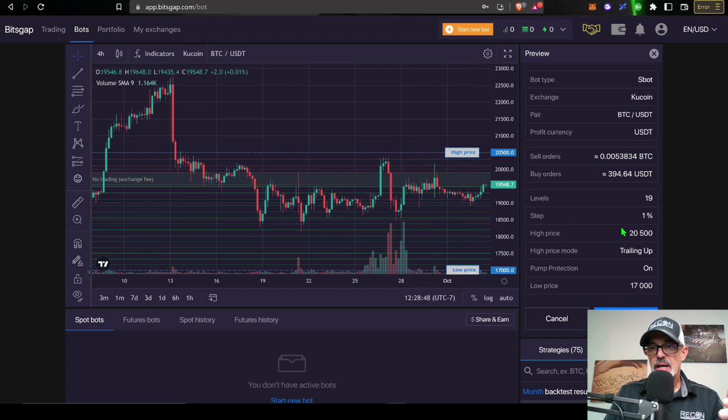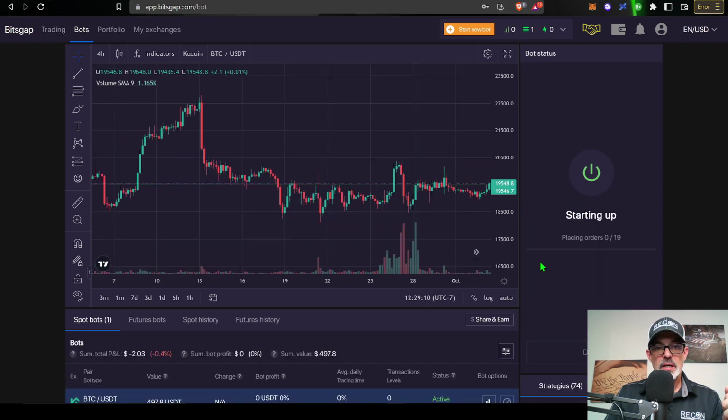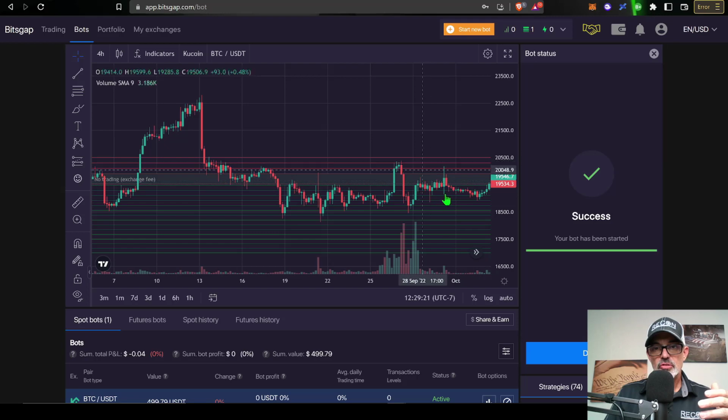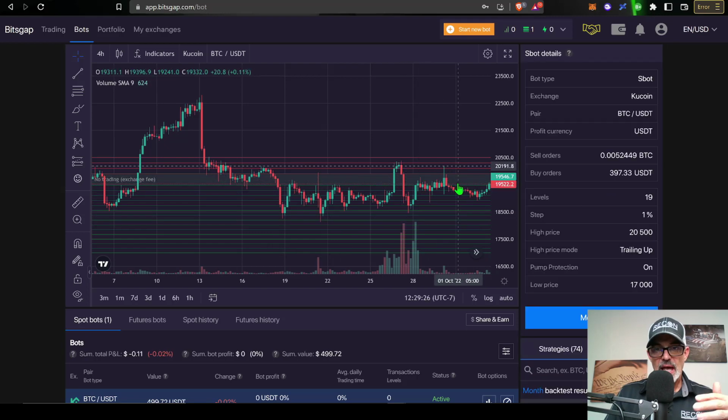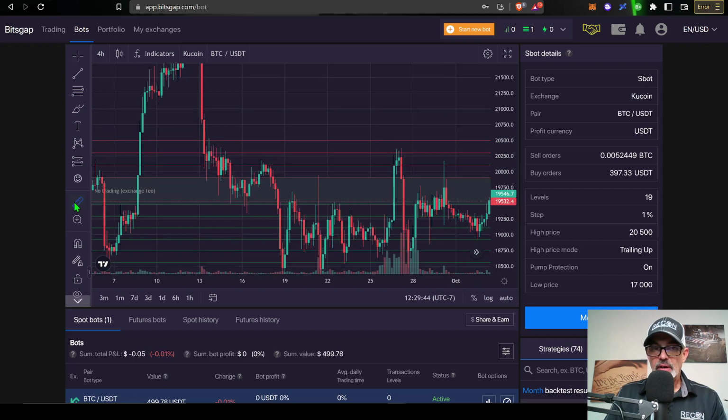And then you can see I have the high price of 20,500. Trailing up is enabled. I have pump protection turned on. And then my low price is 17,000. So I can click confirm. And the grid bot is starting up. And now the grid lines are starting to populate on the chart. And so the spacing between each one of these grid lines is now 1%. And if I grab my ruler over here on the TradingView tools and drop in the ruler and measure out, you will see from one grid line to the next is essentially that 1%.